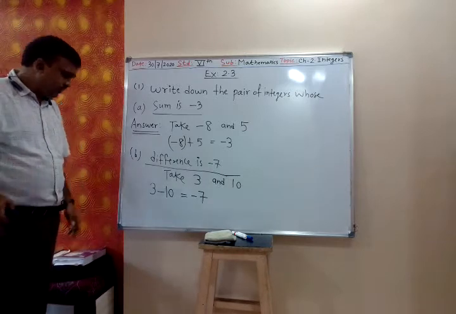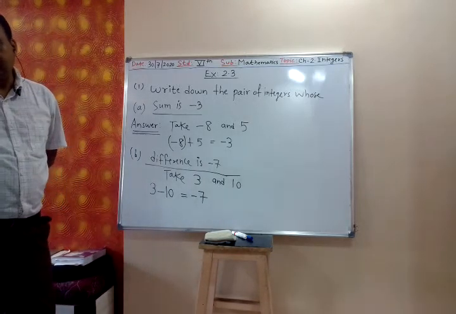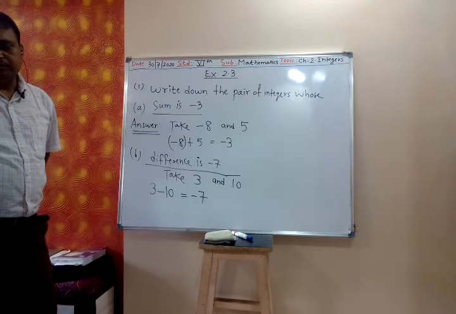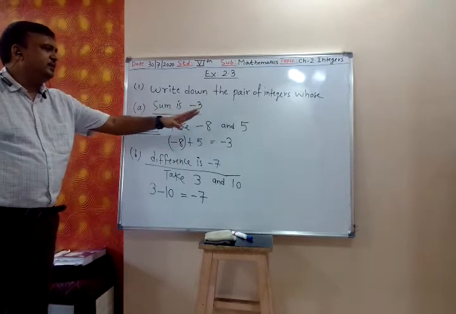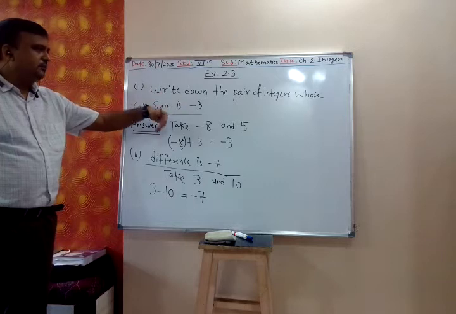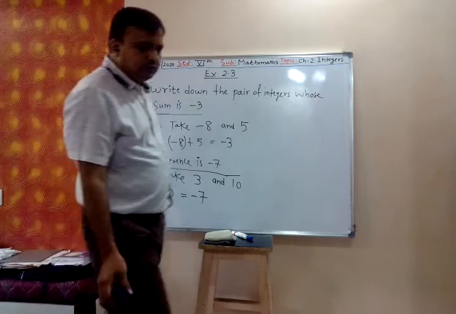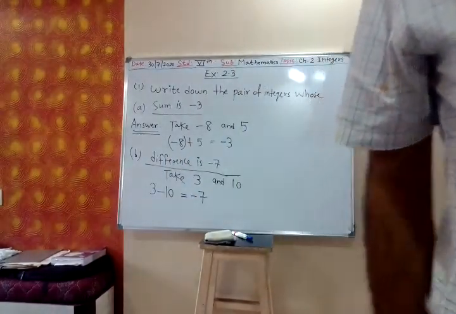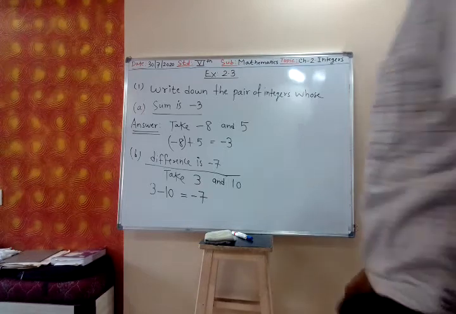Take 3 and 10. So you can take any number. I have taken minus 8 and 5. You can take minus 7 and 4 also. You can take any number. Yes, no problem. Now B we have completed. Difference is minus 7.